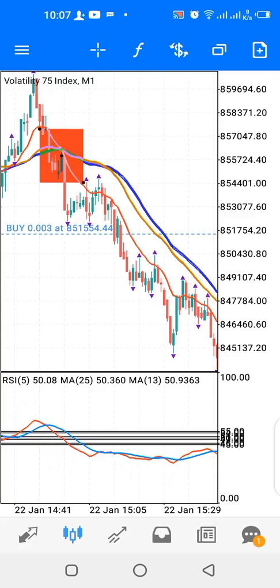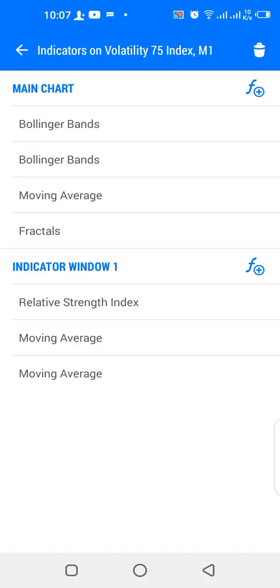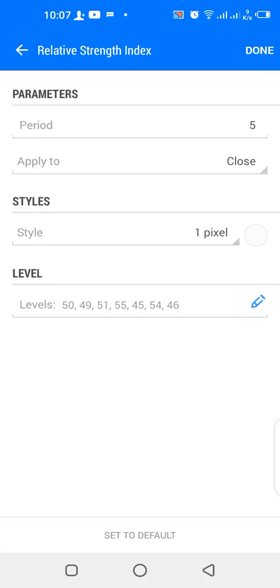So that's that. Let's look at the settings for indicator window 1. For indicator window 1, we have relative strength index. The period is 5. Apply to close. The color will match the background, the color of the chart.